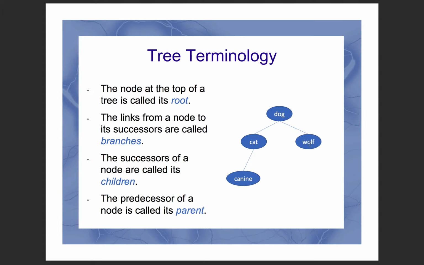This one has a predecessor, this one has a predecessor, and this one is a predecessor of this one. So the top node of the tree is a root node. The links from a node to its successor are called branches. You can see that there are edges between different nodes. This one is an edge, this one is an edge, and this one is an edge. These edges are basically called branches.